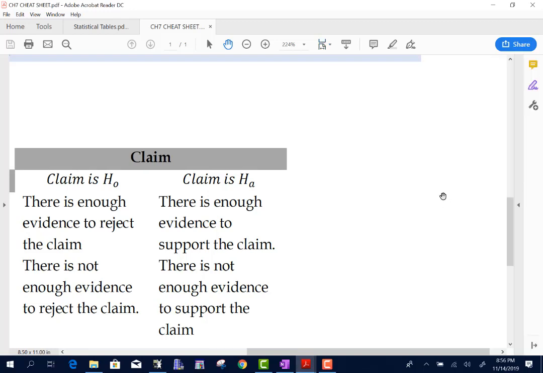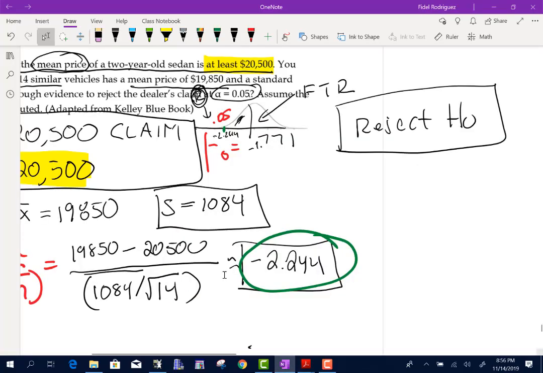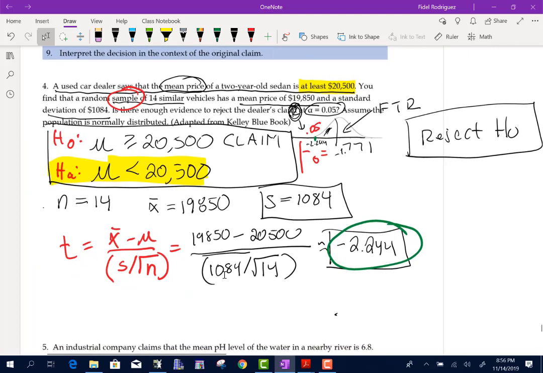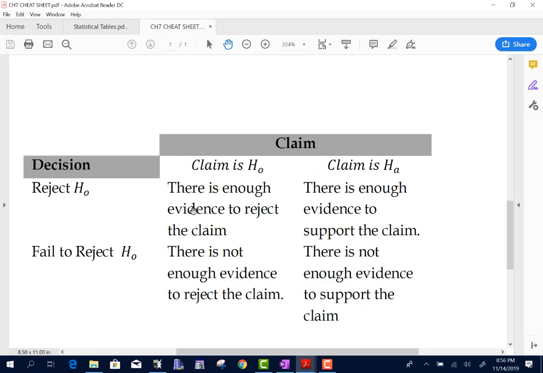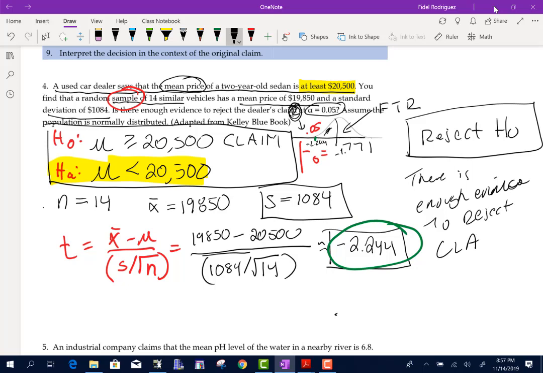Okay. All right, so guys, which H? Okay. All right, so our claim was our H0, right? And because we're rejecting it, what are we going to do now? Yeah, so the claim is H0, and we rejected it. There is enough evidence to reject the claim? Okay, so I'm going to write that right here. There is enough evidence, sorry, my handwriting's horrible, to do what? To reject the claim.